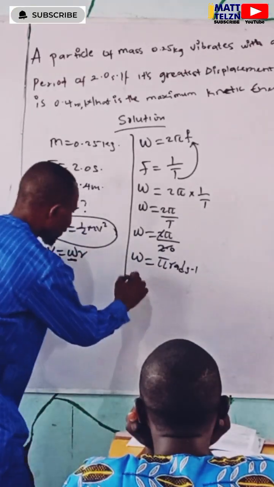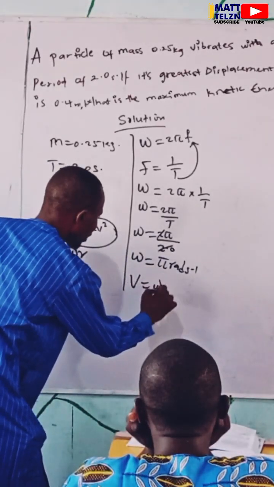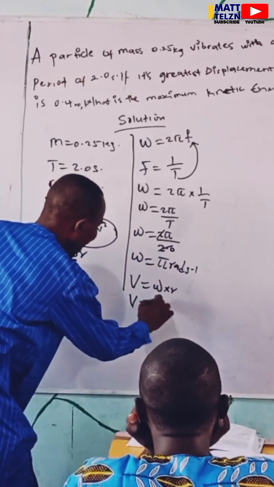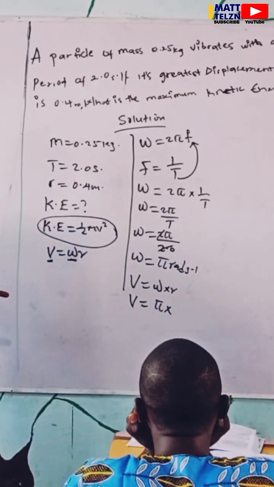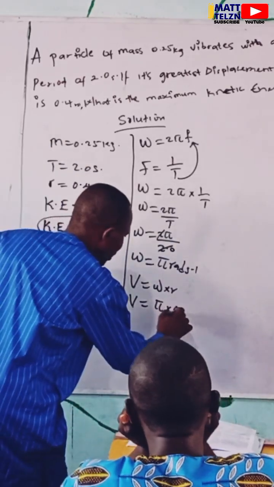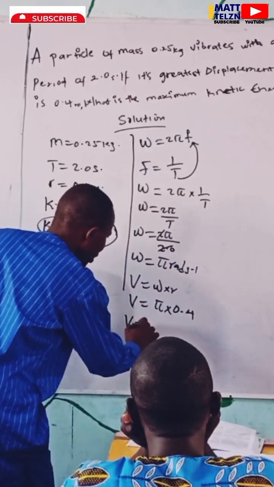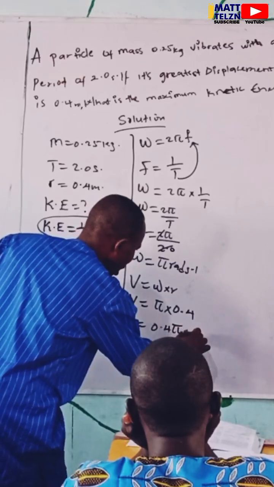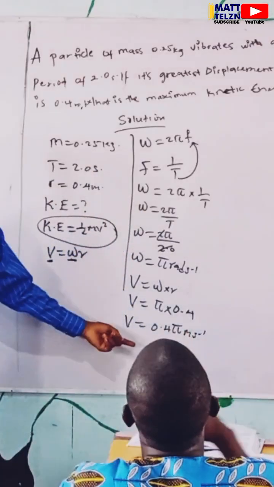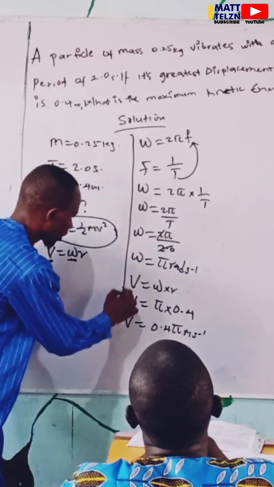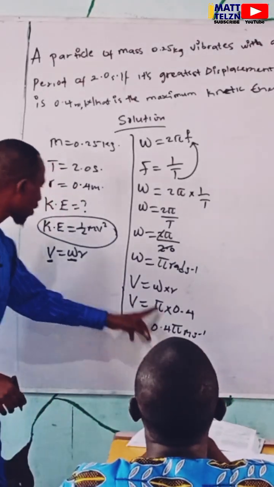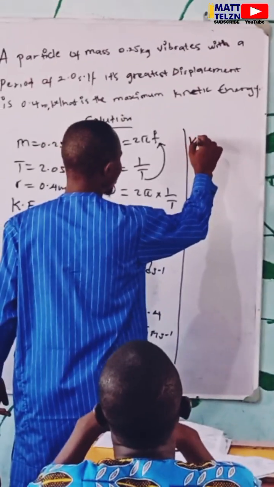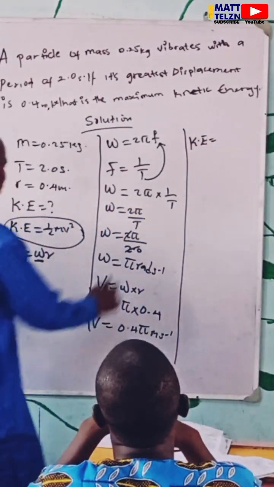We use this: v is equal to angular velocity times my radius. So v is equal to pi times the radius, which is 0.4. If I multiply, I'm going to have v equal to 0.4 pi meters per second. Is that clear? Good. Now we have our v. We now bring our v into the kinetic energy. Therefore, our kinetic energy KE, what are we going to have?